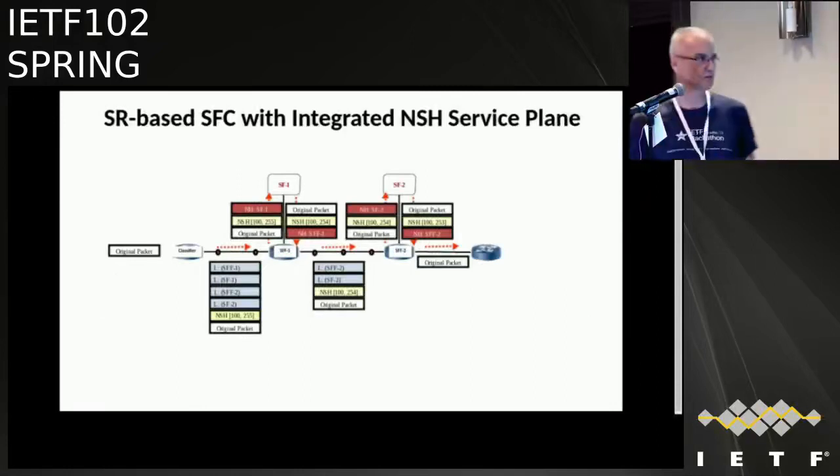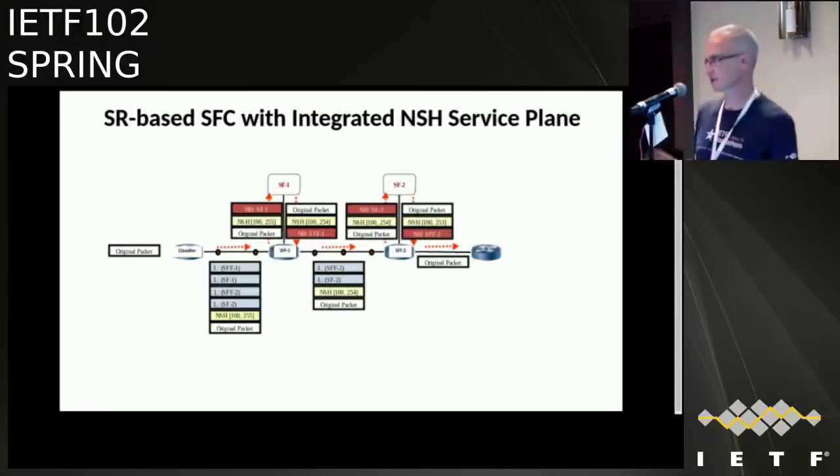This basically is a picture that shows the integration, which is the second application scenario. So as you can see, once again, the NSH is carried under the segment stack, but we use the NSH path identifier to push on the necessary segment routing stack when we come back from the services. Next slide, please.